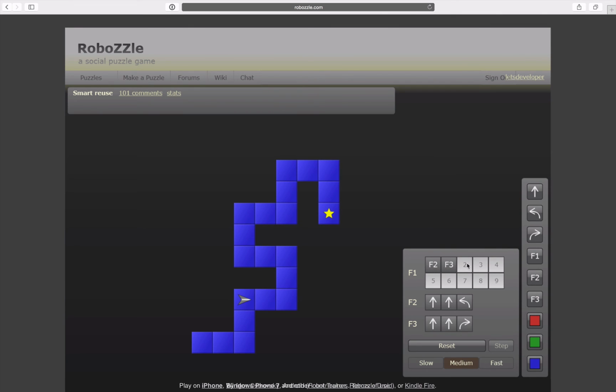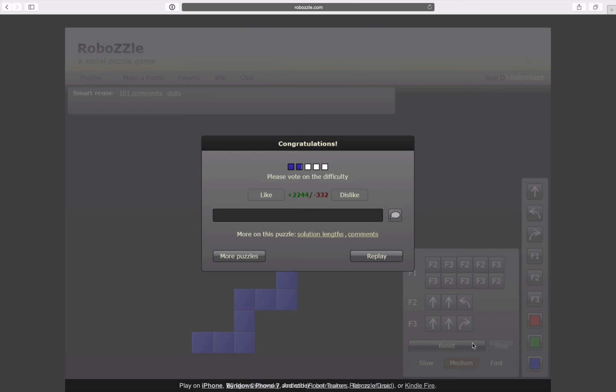Left, right, left, left, right, left, left, right, right, left, right, right, and then just anything. That should be it. Oh, come on. Really? That was far easier than I thought it would be.